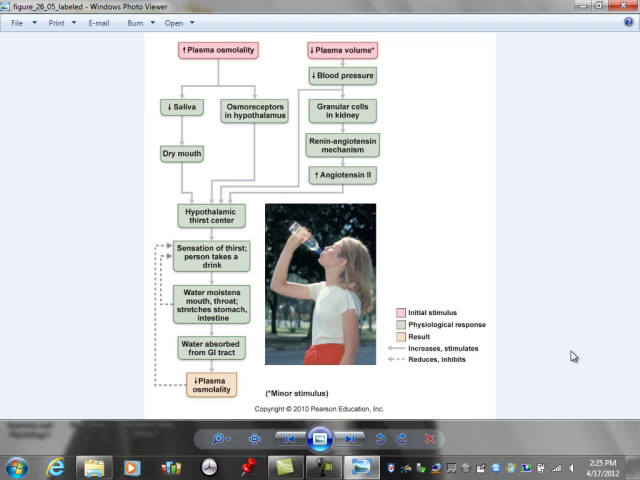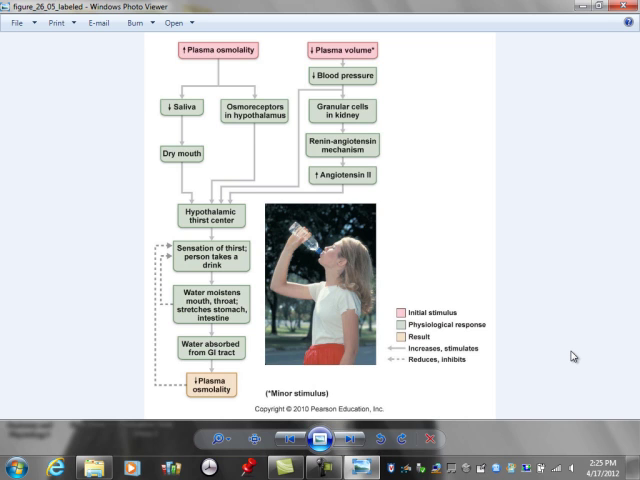Thirsty. What's thirsty feel like? Your mouth starts to get very dry. So you're going to decrease production of saliva. And what do you want to do when your mouth starts to get very dry? Go get a drink. So hypothalamic thirst centers are going to then fire off, and this series of changes are going to happen in your body because you need to get more water in.